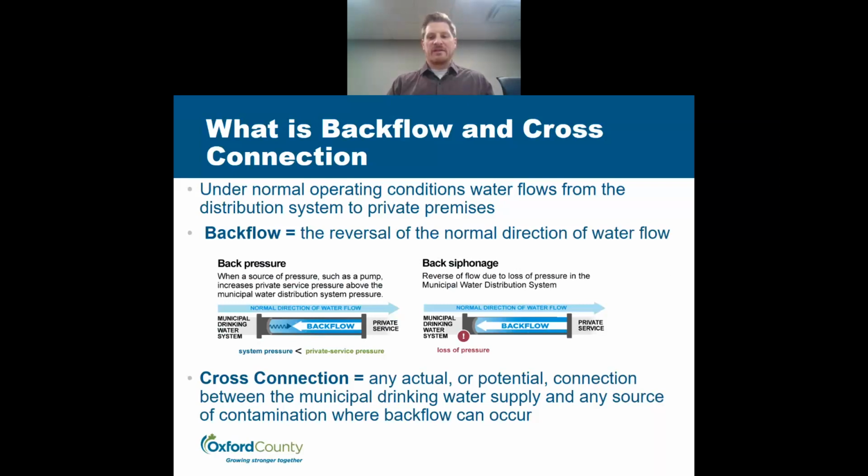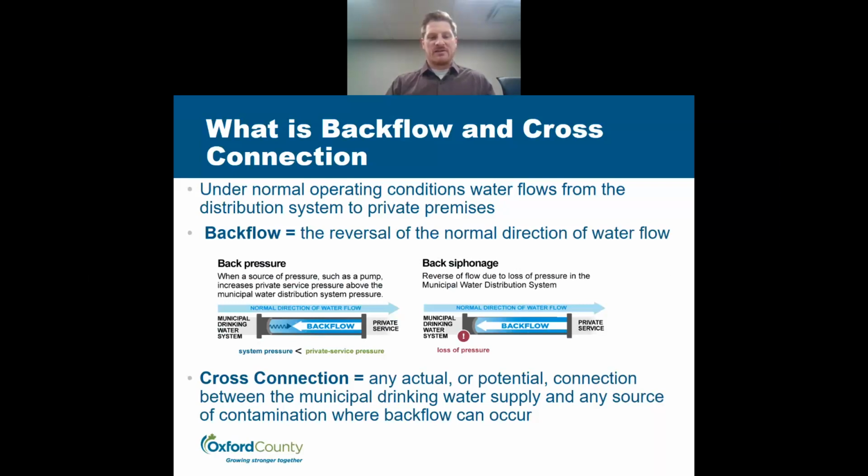So on the left, you can see illustrated back pressure. This is when the pressure in the private side drinking water system increases above that of the municipal drinking water system. It can be caused by things such as a malfunctioning booster pump or improper expansion protection on a hot water heater. And it physically forces water back across that private side connection into the water main.